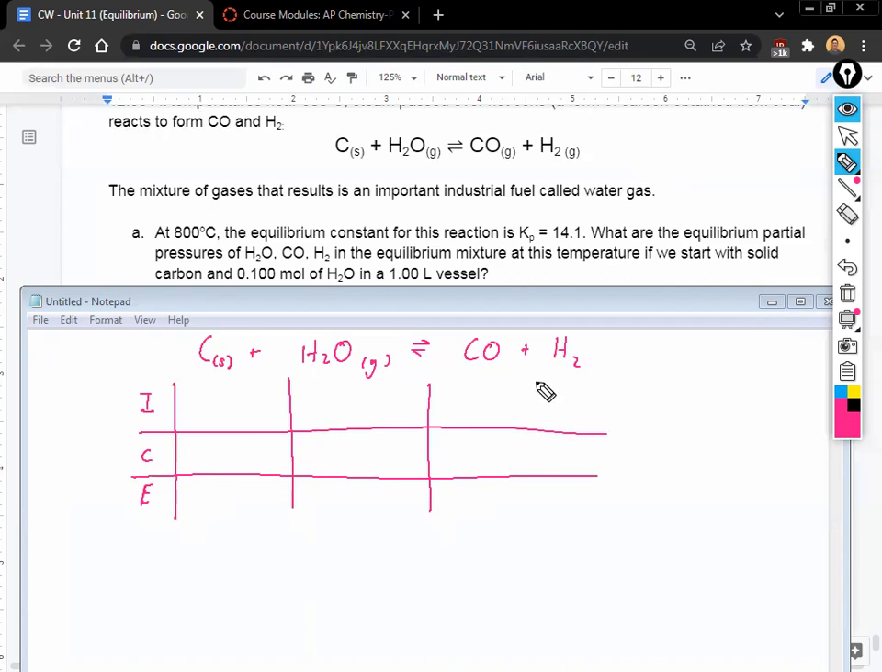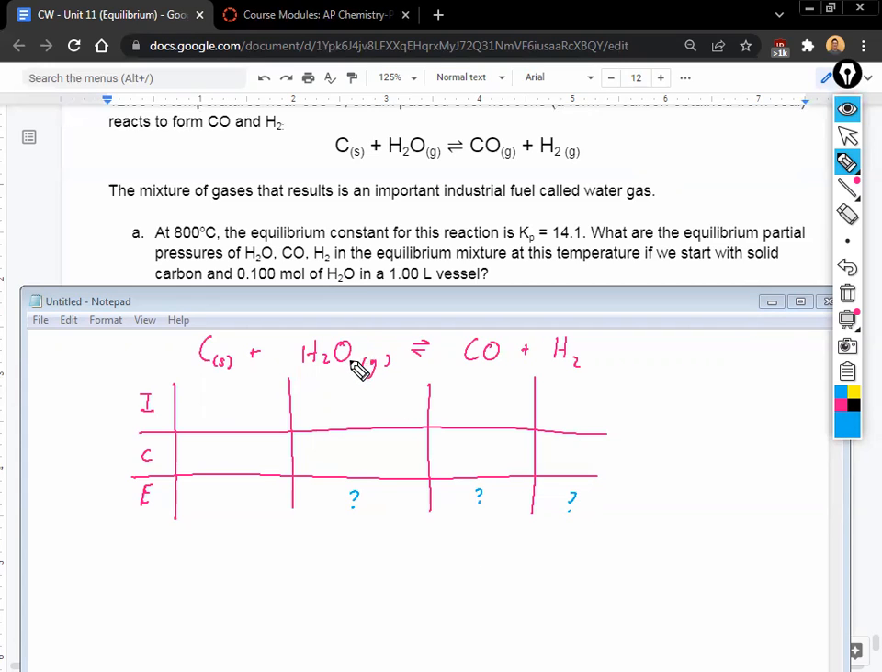Okay, so let's plug the information that we have into our ICE table. Now, we want to find the equilibrium partial pressures for H2O, so we want to find this value right here, CO and H2. So the values that we're looking for are these three on the bottom, the equilibrium partial pressures.